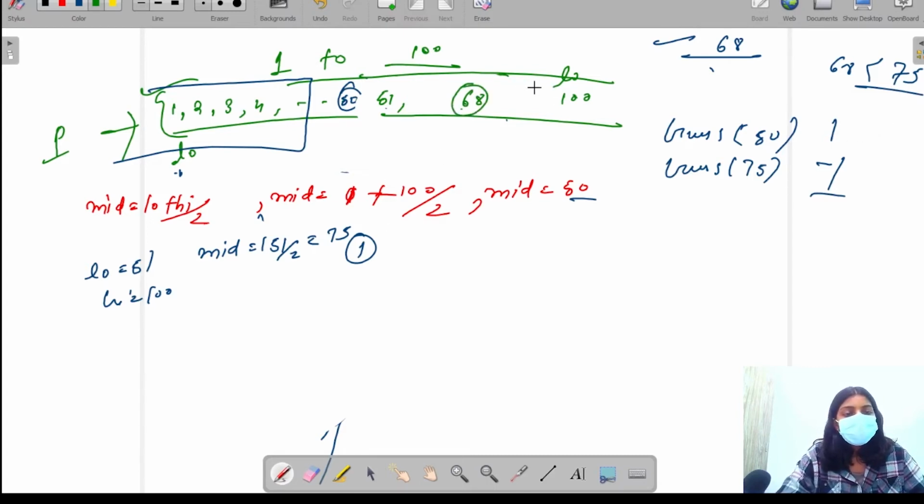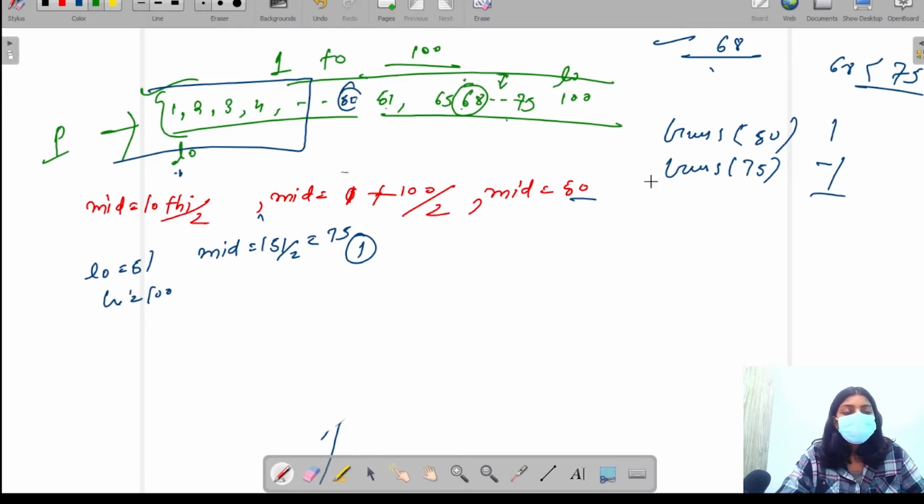Let's say here is 75. It means I have to discard this side and look for this side now. So I will shift my high from this position to this position, because my number lies somewhere in this range, from 68 to 75.